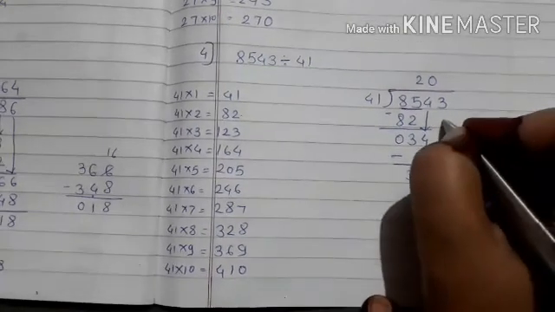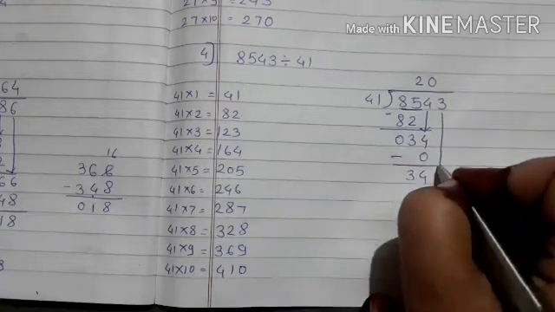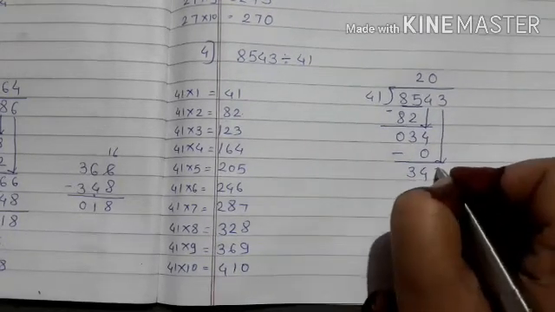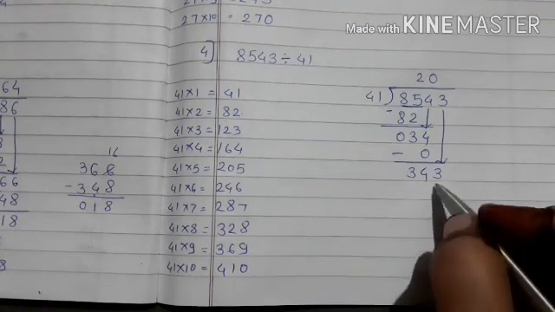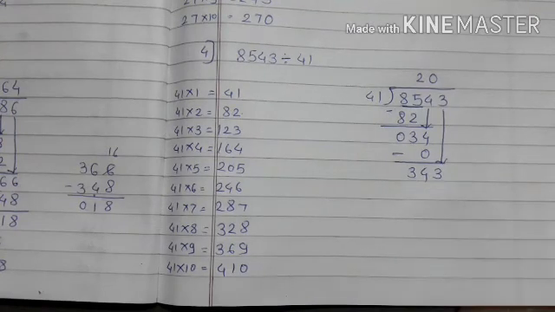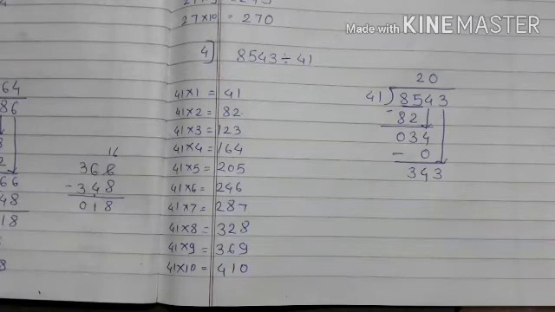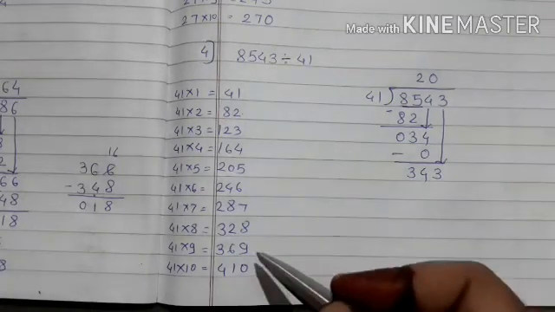Now we have to take the last digit, which is 3. We have to take down that 3. So here what we get is 343. Is 343 there in the 41 table?